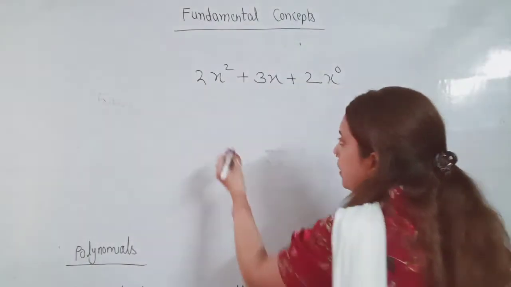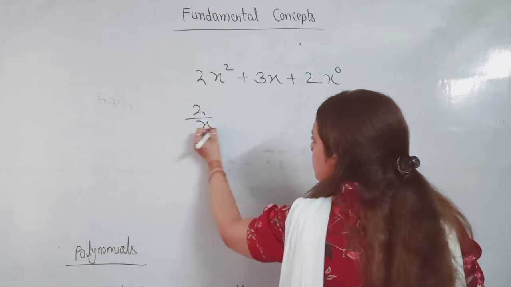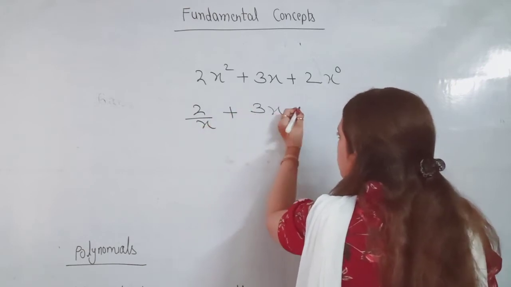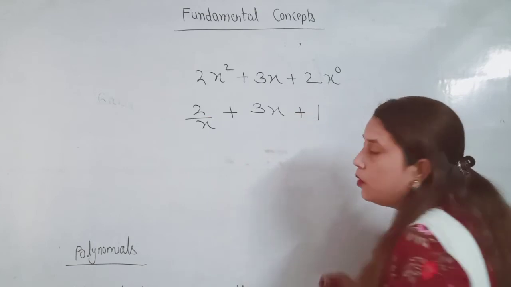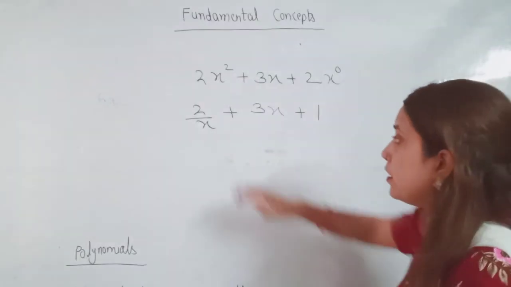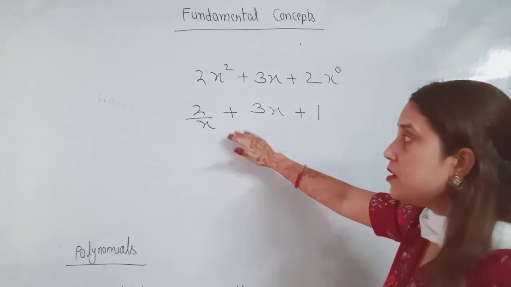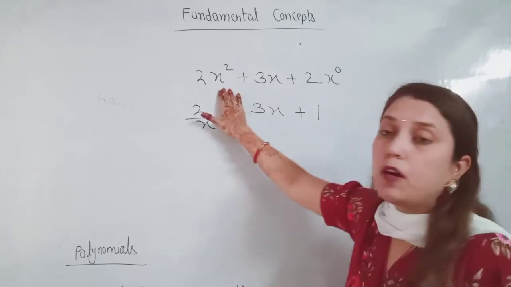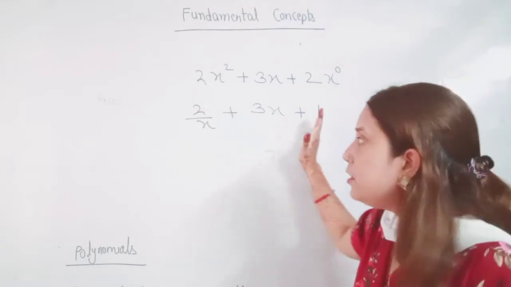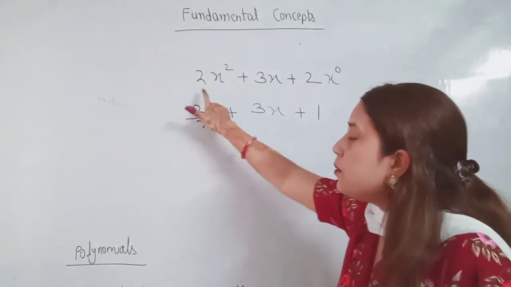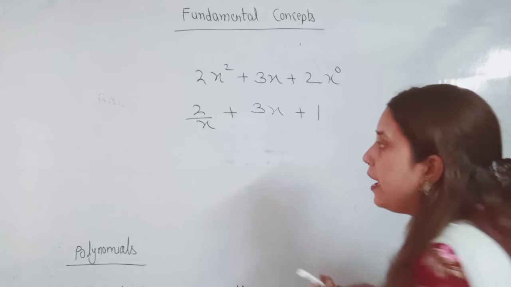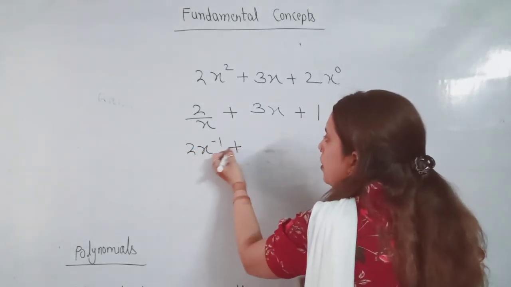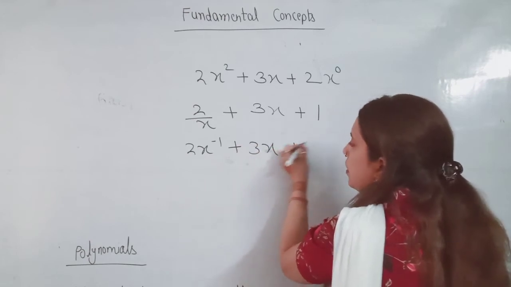So the given expression is a polynomial. Suppose we are having 2 upon x plus 3x plus 1. How to check whether the given expression is a polynomial or not? First we check the degree of the variable in each term. In the first term, we can write it like this, 2x raised to the power minus 1, plus 3x plus 1.